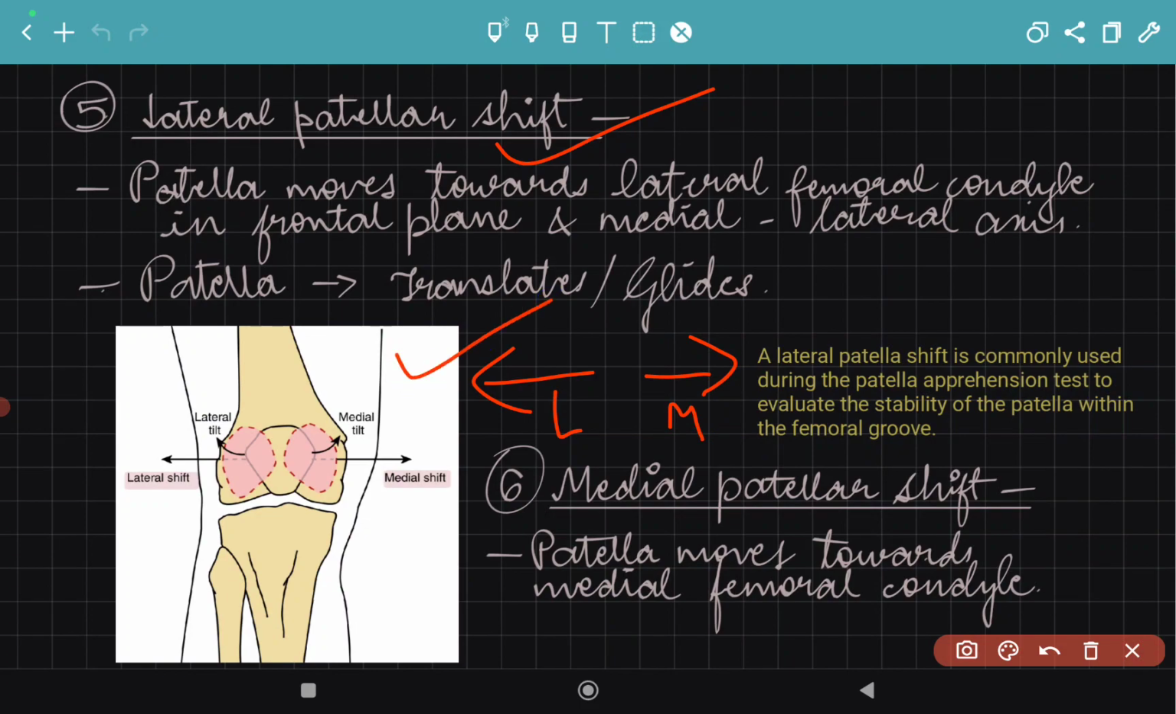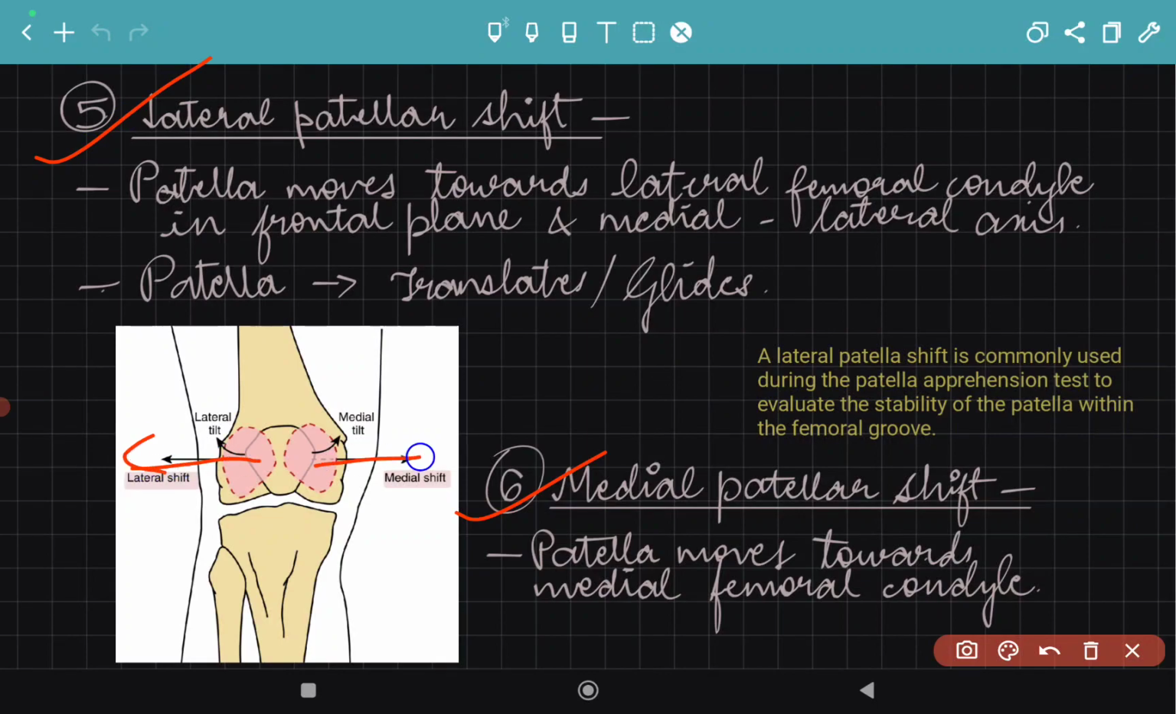As can be seen in this diagram, this is the original position of the patella. If it glides or translates this way to the lateral side, that will be lateral shift. If it glides or translates or moves towards the medial femoral condyle, then it will be medial shift, and this will occur in frontal plane in medial lateral axis. So that was about lateral and medial patellar shift. Again can be seen over here this way.